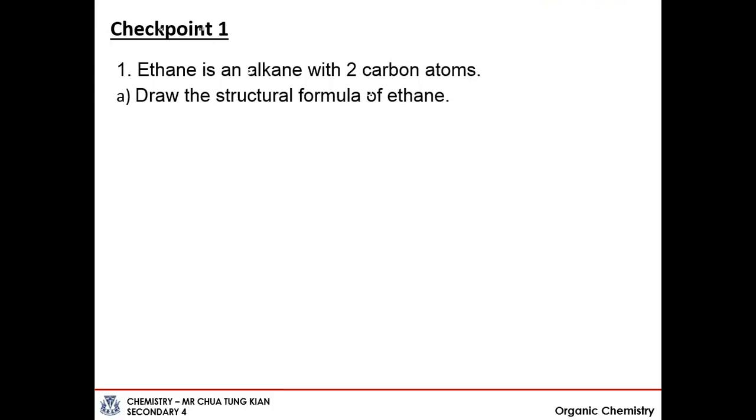Okay, so let's quickly do checkpoint 1. We can pause the video now. Continue when you are done. So ethane is an alkane with 2 carbon atoms. Draw the structural formula of ethane.